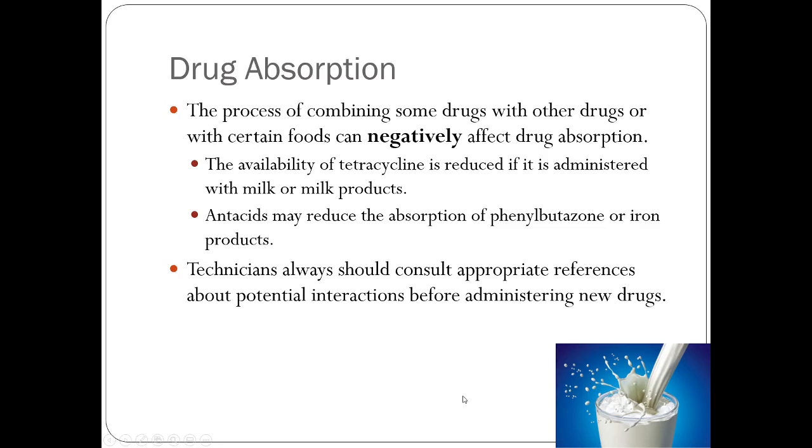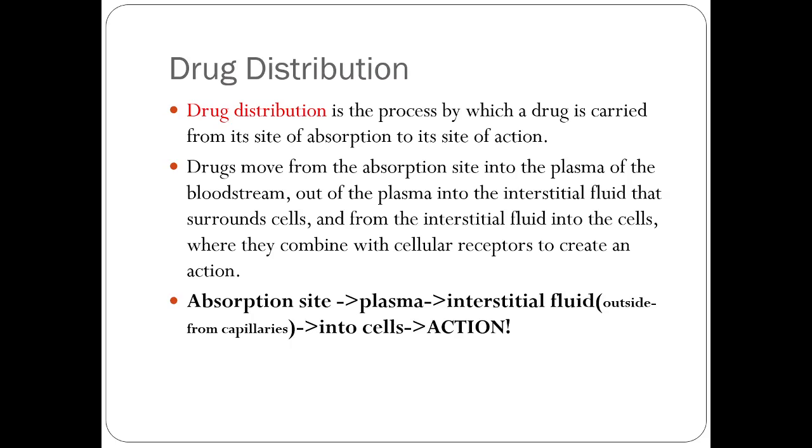Combining some drugs with other drugs, or even foods, can have a negative effect on drug absorption. Here's an example. Tetracycline absorption is reduced. We cannot absorb tetracycline if we give it with milk or milk products because calcium will bind to tetracycline. Antacids also reduce the absorption of phenylbutazone or iron products. You have to know what these drug interactions are when you are prescribing medication. So you want to consult the appropriate references and identify those potential interactions when you're administering new drugs. So that was drug absorption.